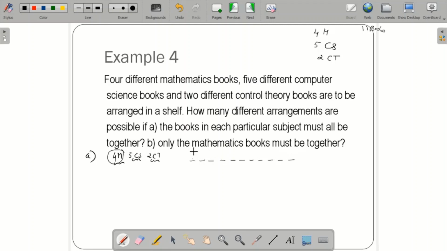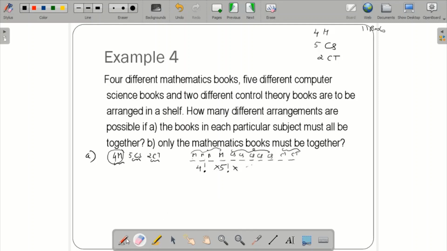Imagine the shelf itself. Here are the 4 maths books and the 5 CS books and CT. The books of each particular subject must all be together. So maths is all together, CS is all together, CT is all together. Within maths there can be an arrangement, which is 4 factorial ways. Within CS they can have arrangement, that is 5 factorial ways. And within CT, that is 2 factorial ways.